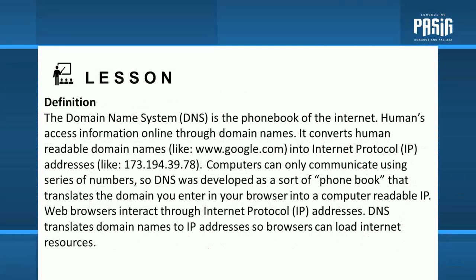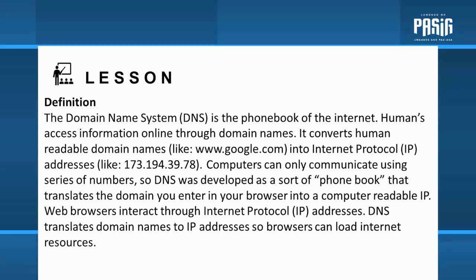The domain name system is the phone book of the internet. Humans access information online through domain names. It converts human-readable domain names like www.google.com into Internet Protocol addresses like 173.194.39.78.